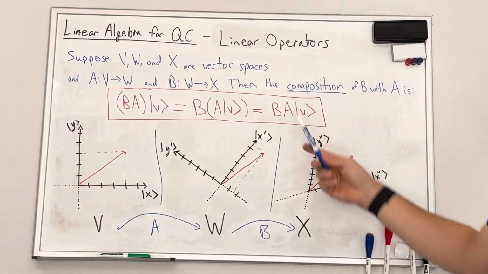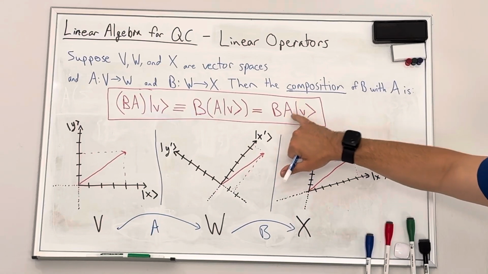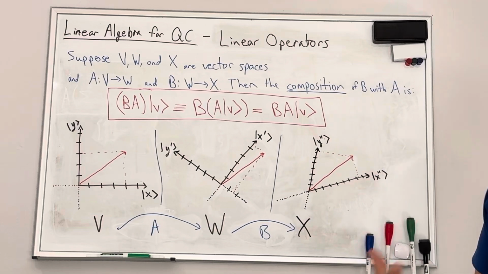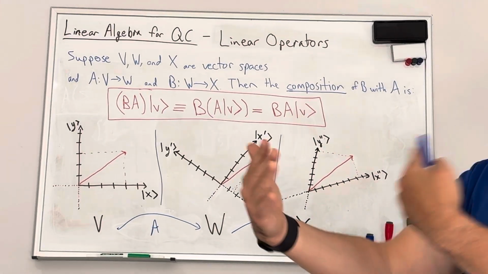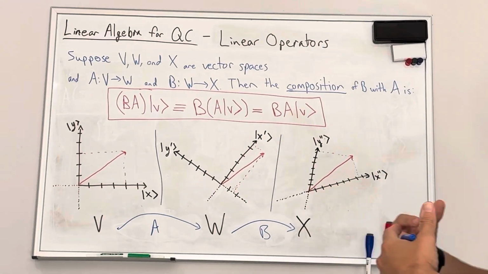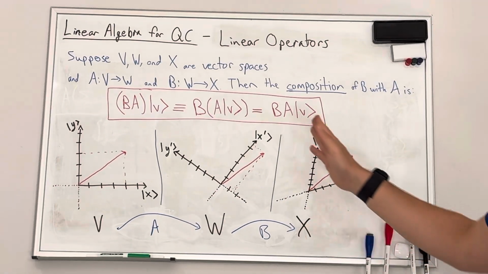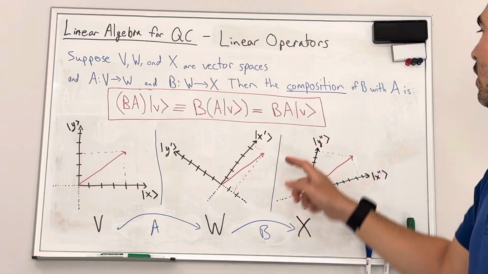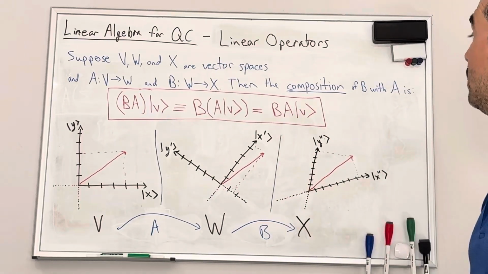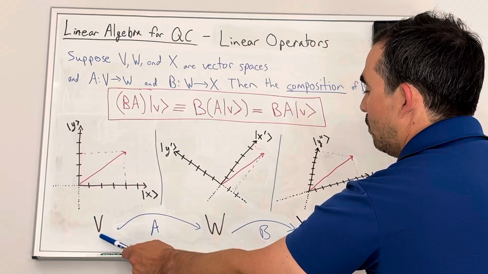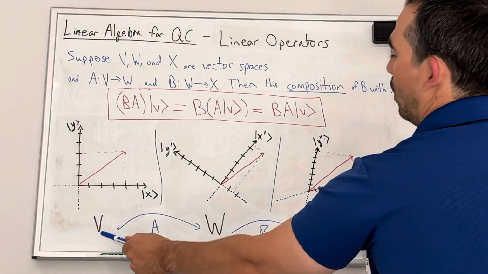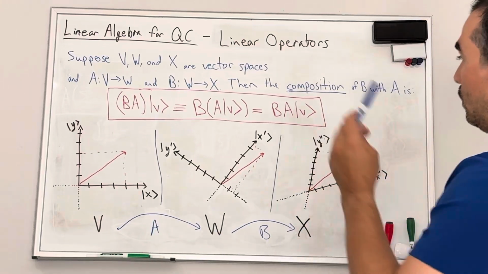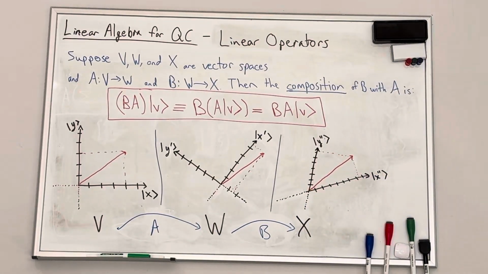This notation tells us that operator A is acting on the vector first, and then operator B is acting on the vector. So all of this to say that yes, you can combine linear operators, but just to be careful, the notation here, the operators operate in order from right to left. So A operates first and then B operates. And so to get from V all the way to X, we went from V to W using A, and then from W to X using B. That is the composition of operators.